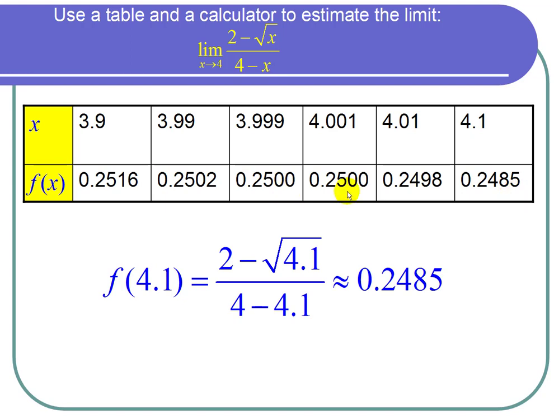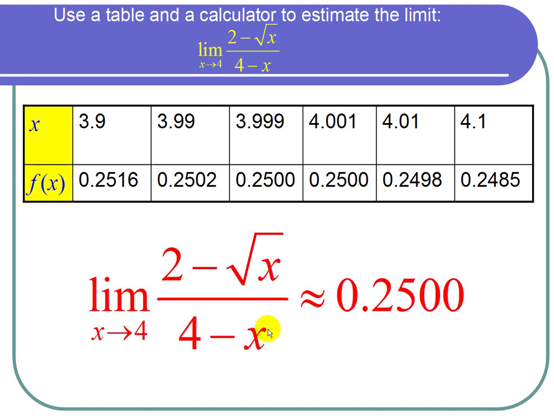What I can conclude is that my limit should be approximately equal to 0.2500. And in fact, later on we'll learn to do this analytically and prove that the limit truly is exactly 1/4. And I'm done with the problem.